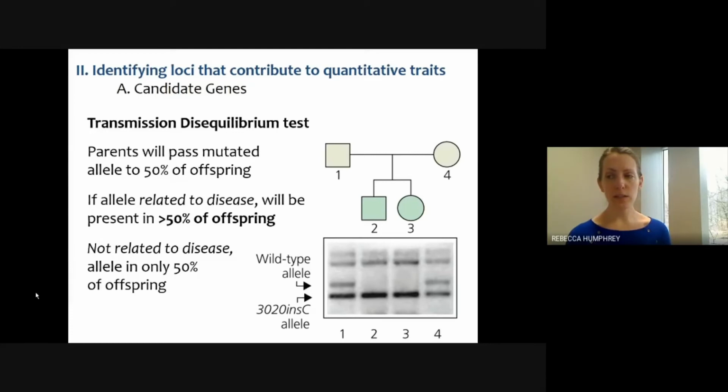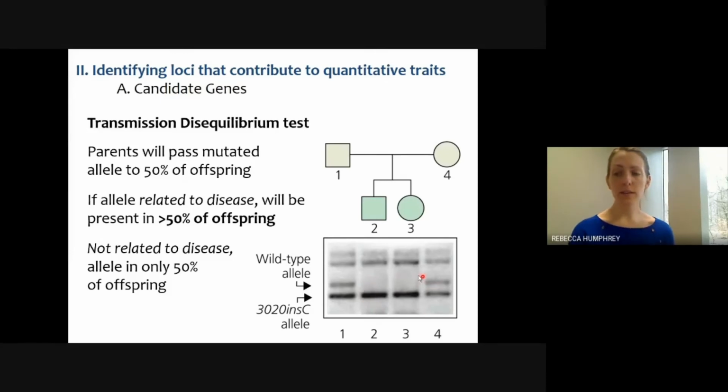Okay, so for the transmission disequilibrium test, here is a little bit of a gel showing us the individuals' alleles. So you can see that the wild type allele is just a bit shorter, the mutated allele is longer, it's heavier, it doesn't go as far. So we can see our parents 1 and 4 are heterozygous, 1 copy of wild type, 1 copy of mutated, and our affected offspring, both of them are homozygous for this affected allele.